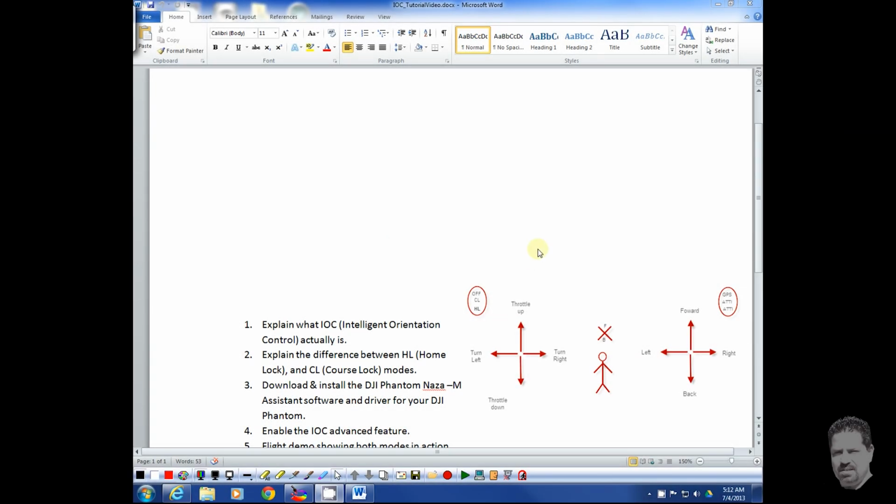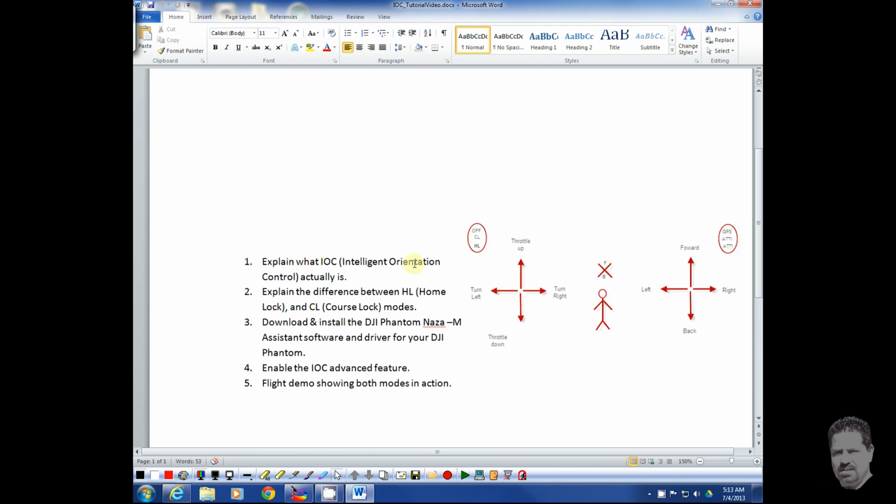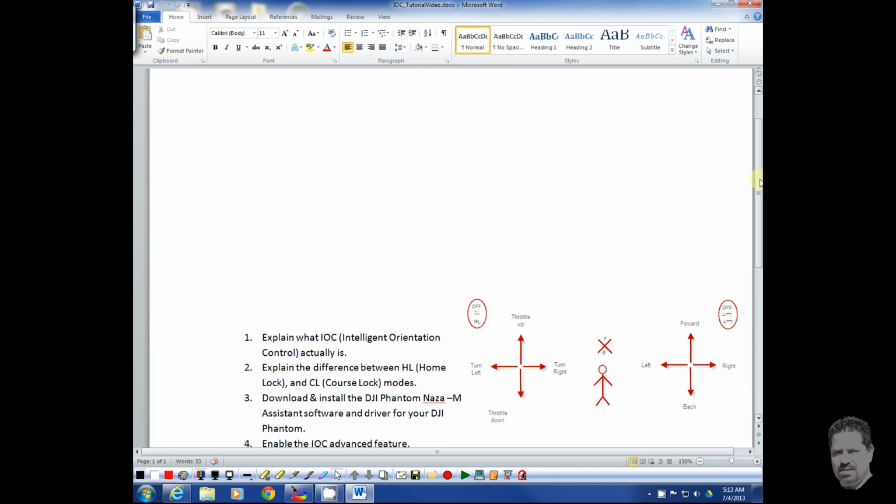Hey guys, in this video I'm going to attempt to explain what IOC is on the DJI Phantom. Basically we're going to do these 5 steps. I'm going to explain what IOC is, explain the differences between the two modes, download and install the drivers and software necessary to enable this, because it does not come enabled out of the box. We're going to go ahead and enable it, and then we're going to do a flight where I actually show you what I'm going to attempt to explain here.